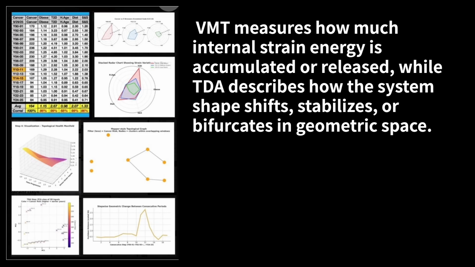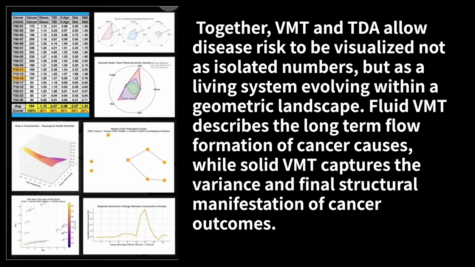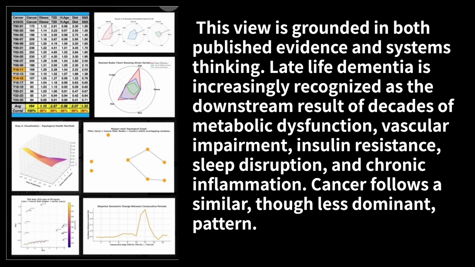VMT measures how much internal strain energy is accumulated or released, while TDA describes how the system shape shifts, stabilizes, or bifurcates in geometric space. Together, VMT and TDA allow disease risk to be visualized not as isolated numbers, but as a living system evolving within a geometric landscape. Fluid VMT describes the long-term flow formation of cancer causes, while solid VMT captures the variance and final structural manifestation of cancer outcomes. This view is grounded in both published evidence and systems thinking.